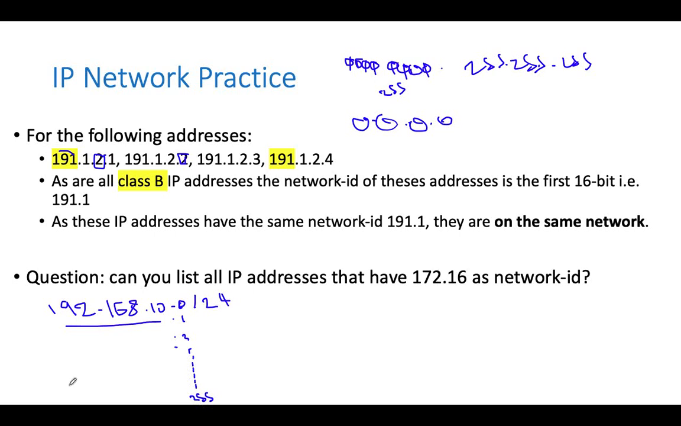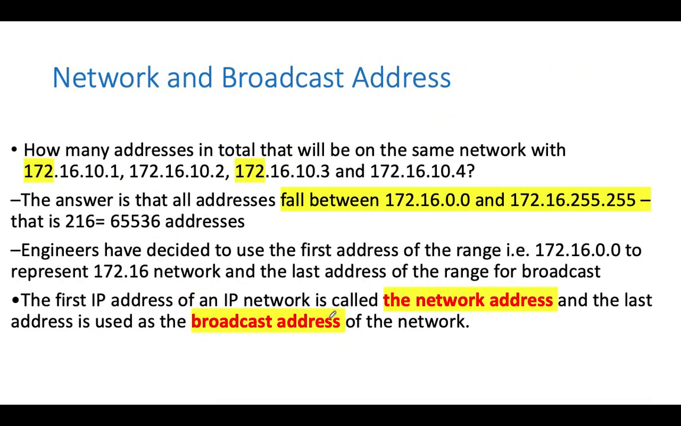That's how it is? Yes. We will have another example on 172.16, which is, for example, if I want to use 172.16.10.1, 10.2, 10.3, 10.4, and over here, as you can see, we have 65,000 IP addresses.